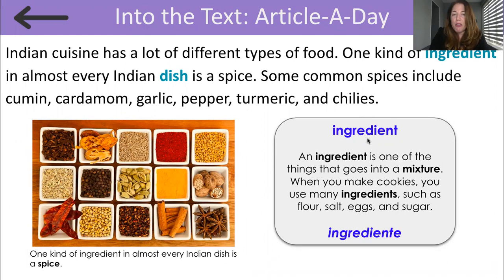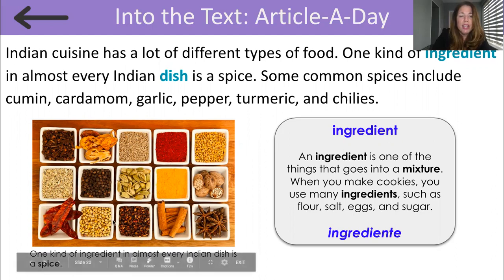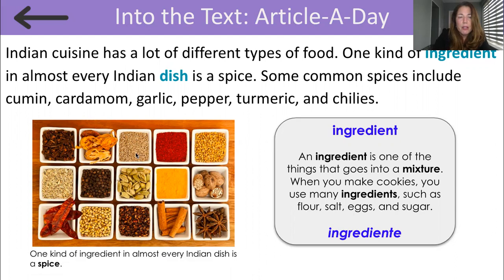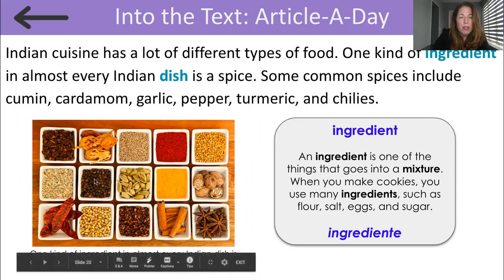And here we have our definition of ingredient. An ingredient is one of the things that goes into a mixture. When you make cookies, you use many ingredients such as flour, salt, eggs, and sugar. And one kind of ingredient in almost every Indian dish is a spice. So this must be another photograph of different spices.